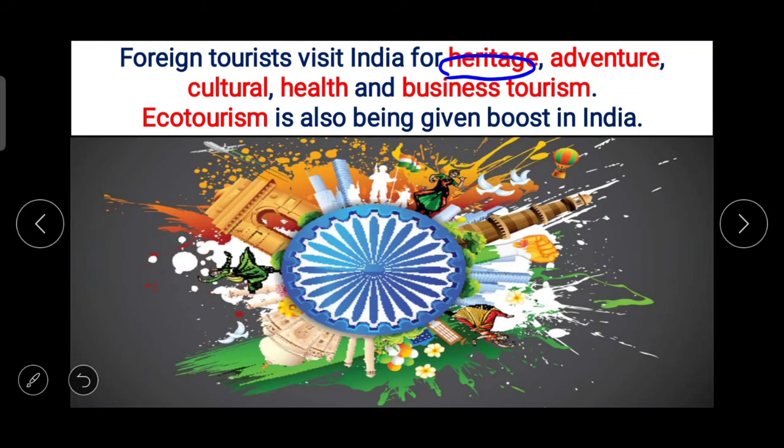Ecotourism is also being given a boost in India. Now you can divide this into different places, like if you are talking about heritage tourism, then you can put the spots or the places in that. Then when we are talking about adventure tourism, then you can also put the spots or the places in that. When we talk about cultural tourism in India, then the number of film festivals or the festivals of different states. Then health tourism is also very important when we talk about tourism in India. Compared to other Asian countries, here in India the health facilities or health services are cheap and better.